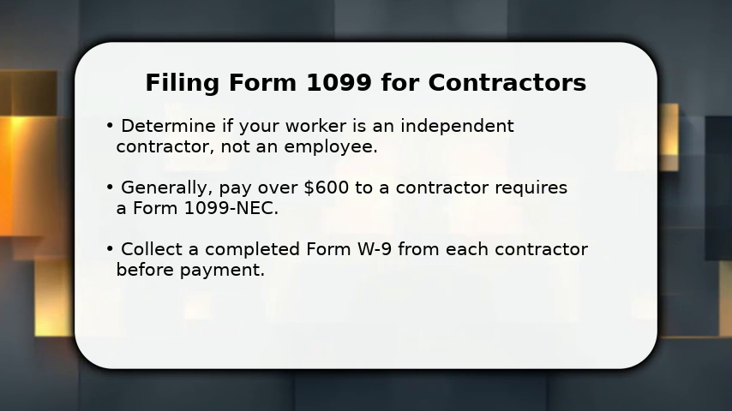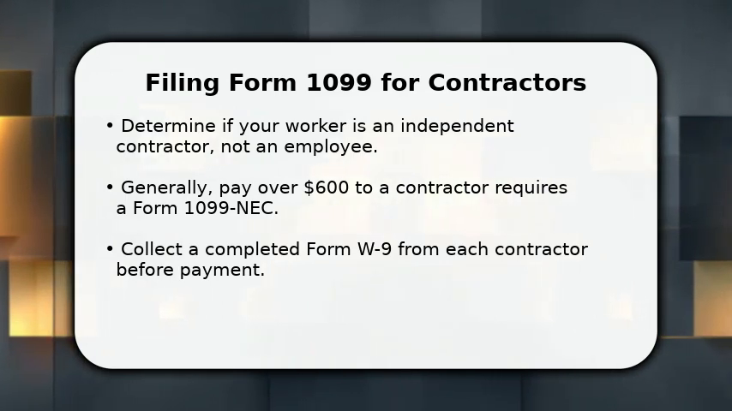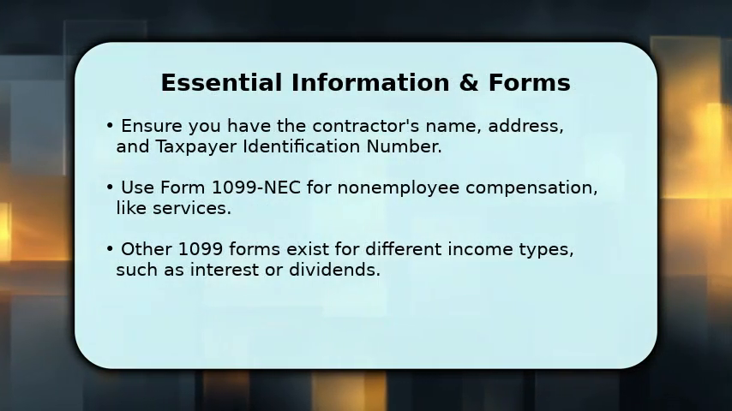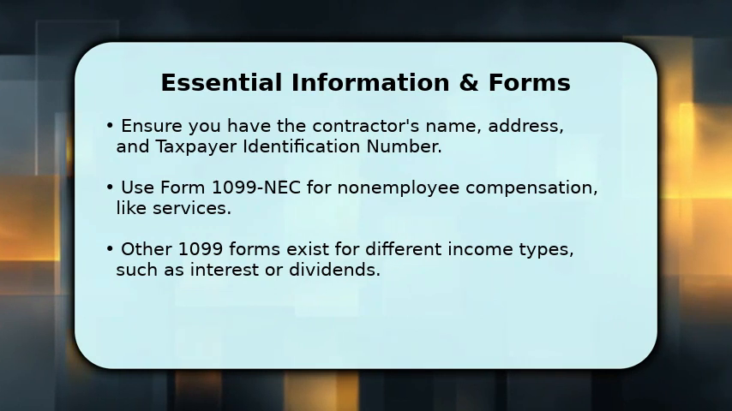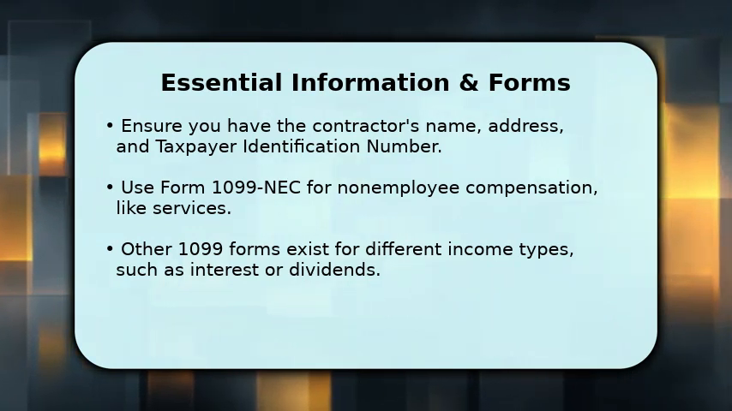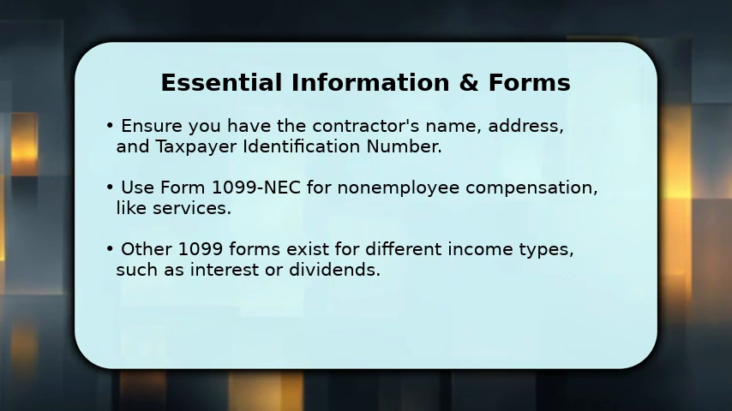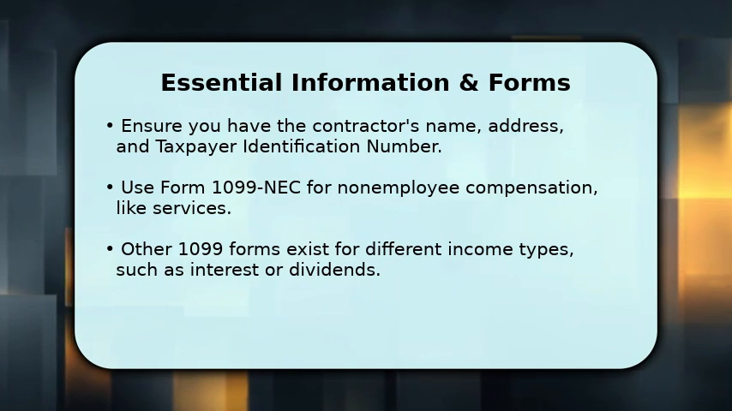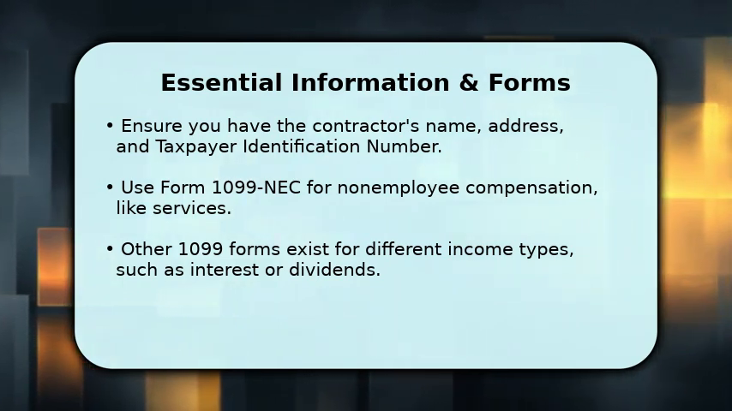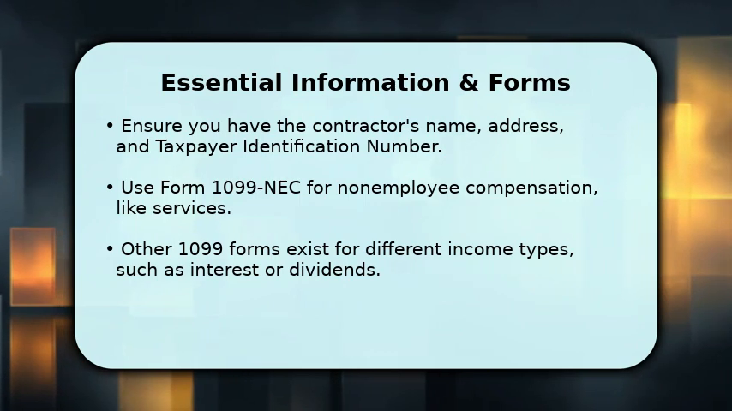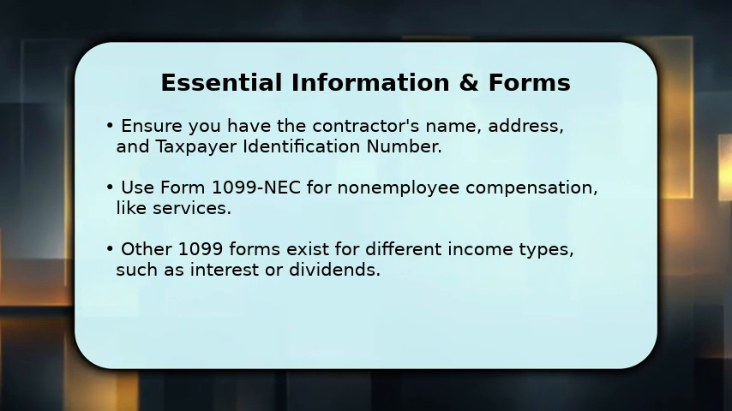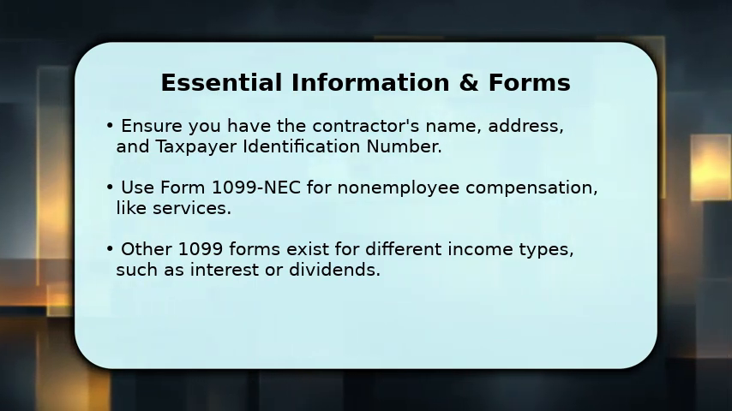This form provides all the necessary tax identification details. Once you have the Form W-9, double-check that you have the contractor's full legal name, current address, and their correct taxpayer identification number, which could be a Social Security number or an employer identification number. For payments made for services, you will use Form 1099 NEC, specifically for non-employee compensation.